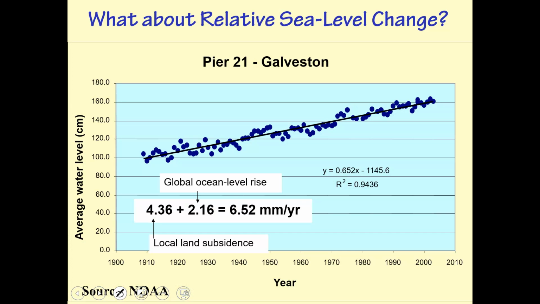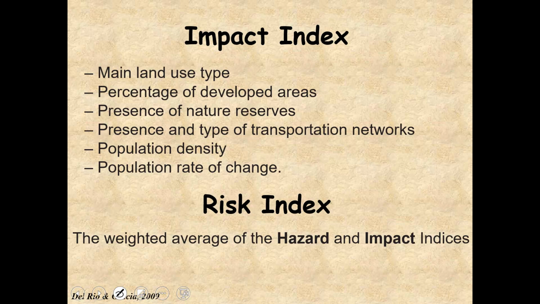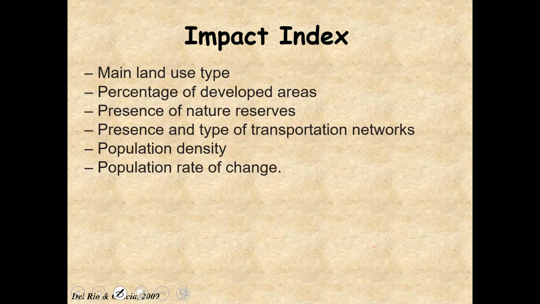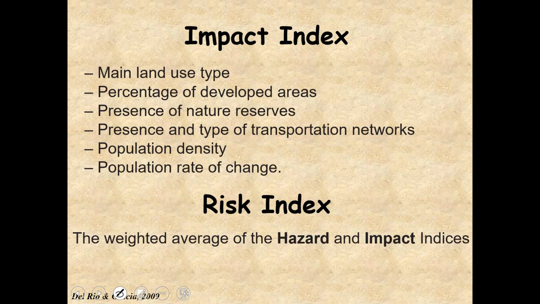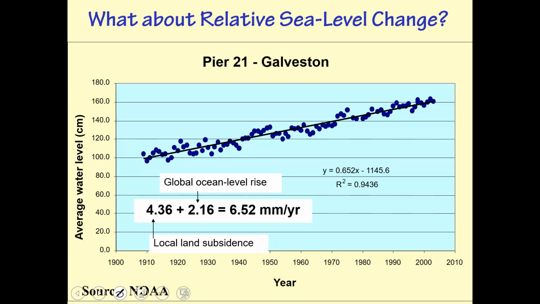So you can have an area that has a high risk because it's got a moderate hazard but a high impact. Conversely, it could be a low risk if it's got a high hazard but a low impact. And again, both impact and hazard have to be looked at differently depending on the nature, the geology, etc. Okay. Now, let me just add one last thing.